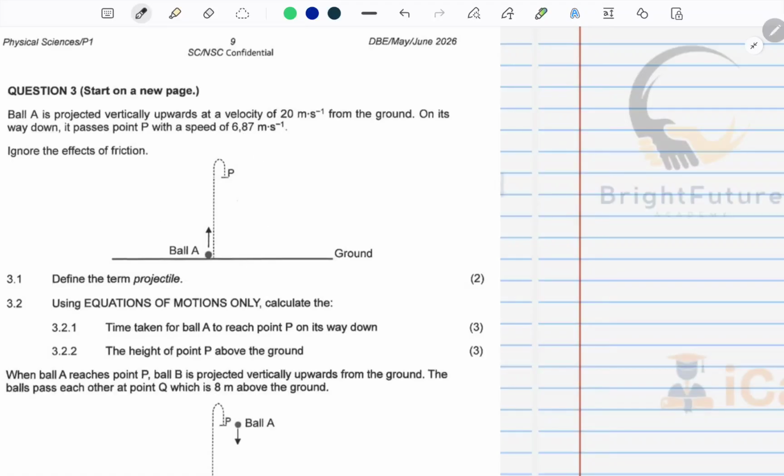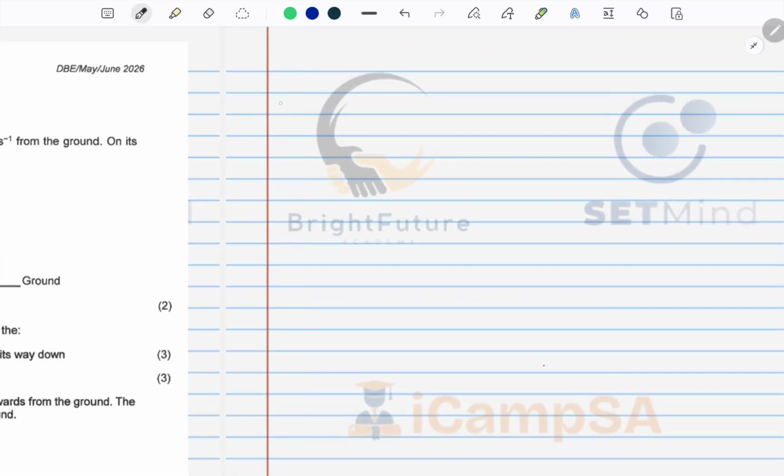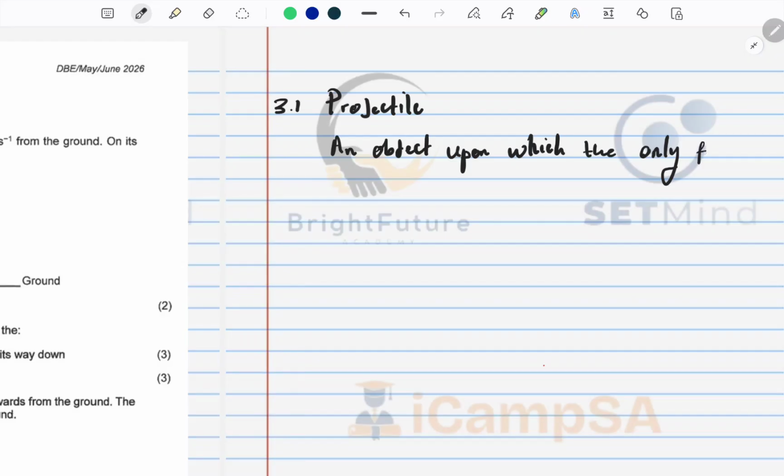So now the first question is asking us to define the term projectile. For all definitions, you should always follow your exam guidelines, so that you don't get it wrong. So what are we talking about here? We're talking about an object upon which the only force that is acting is the force of gravity, or gravitational force. You're going to write it as is from your exam guideline: the only force that is acting on it is the force of gravity.